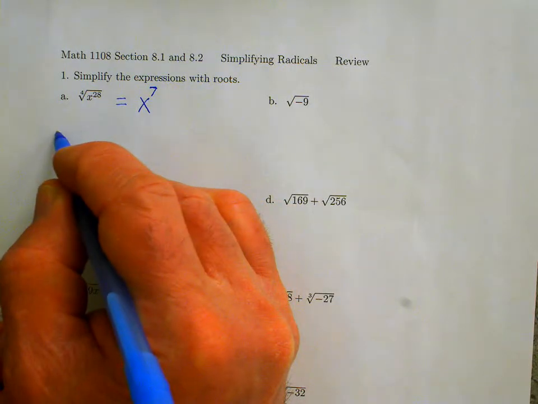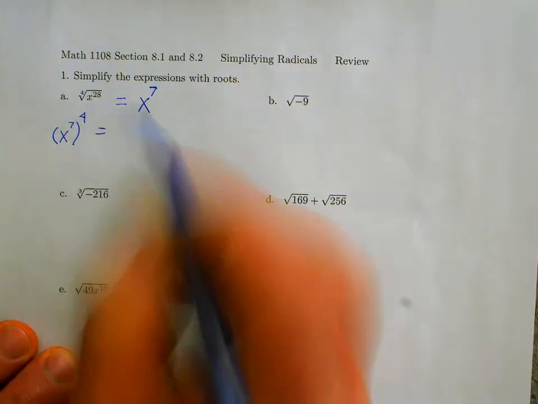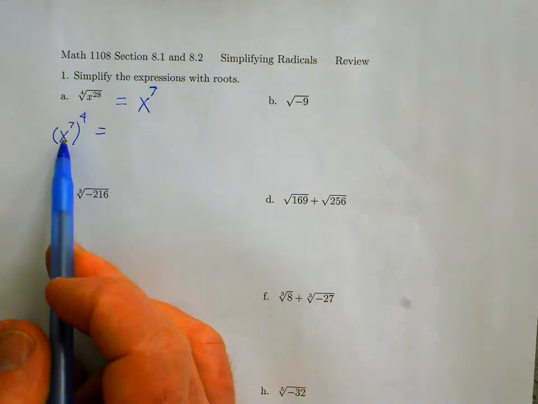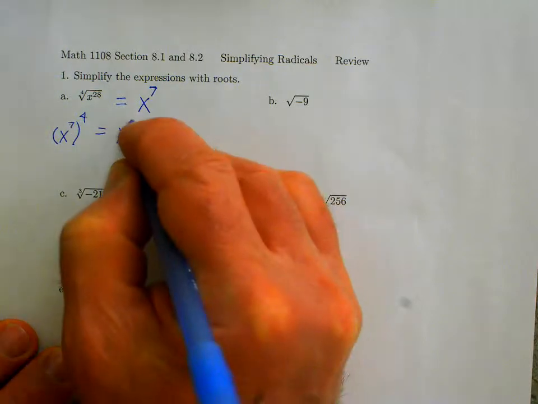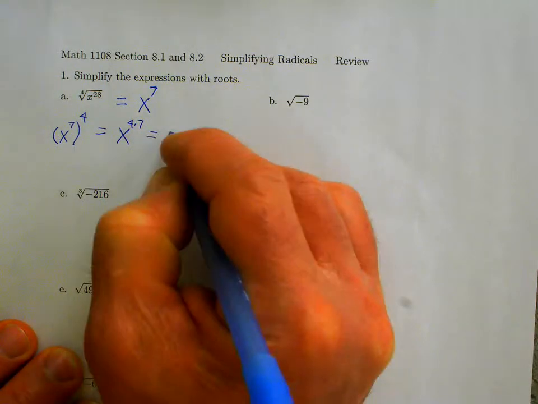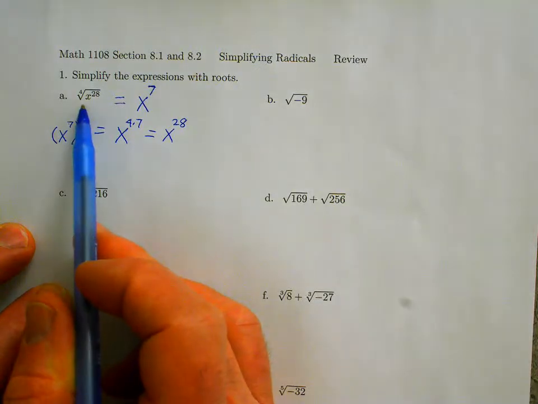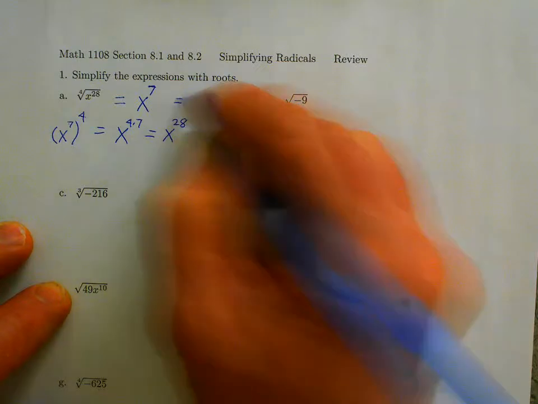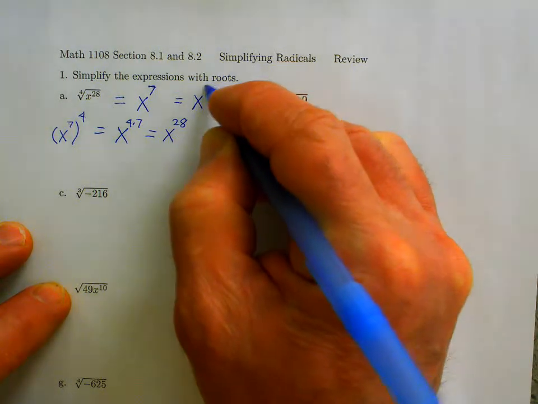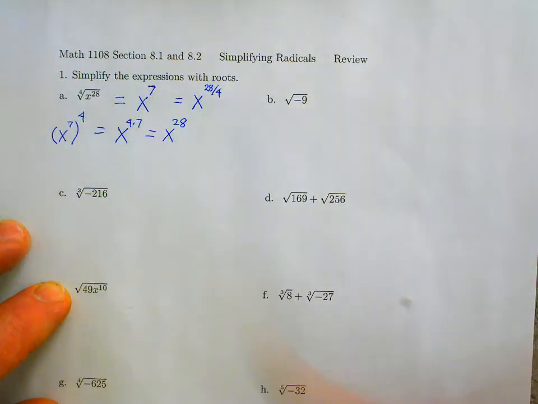In the same way that if you raise x to the 7th to the 4th, remember that property of exponents, x to the 7th to the 4th is x to the 4 times 7. And 4 times 7 is 28. I could have put an intermediate step here. The fourth root of x to the 28th is x to the 28 divided by 4, which simplifies to x to the 7th.